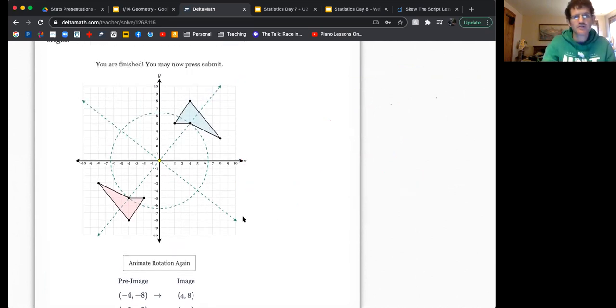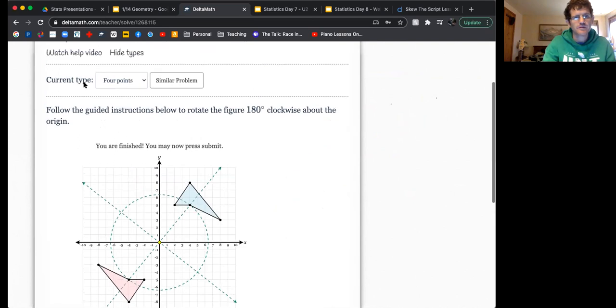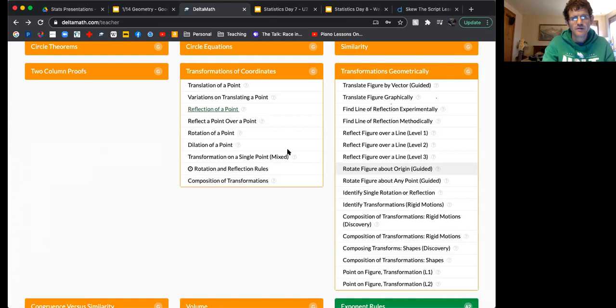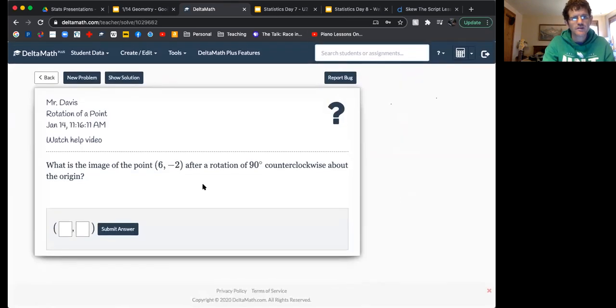So that is what you've got going on. And I'm going to show you the other type of thing that shows up in your assignment today. And then we're basically done at this point, but don't leave yet. So here it's going to say, what is the image of the point 6, -2 after a rotation of 90 degrees counterclockwise? There's no graph on this one. We just have a point and a transformation to do.